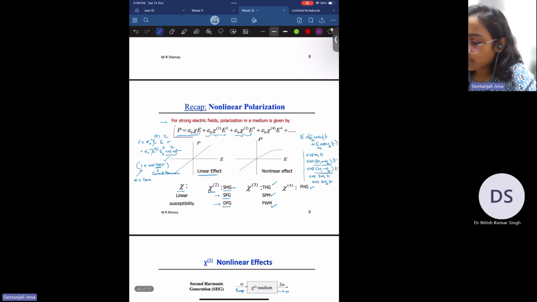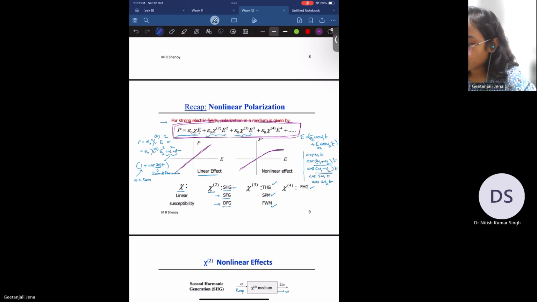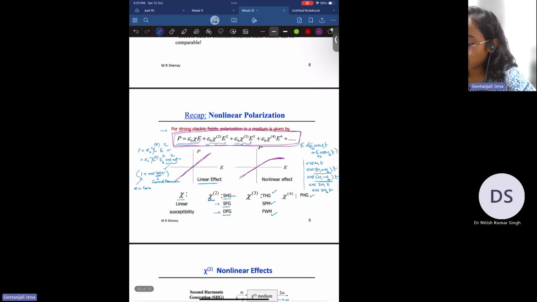This is the response that we have seen earlier also. This is the polarization expression when we have a strong electric field in the system, that is, a high intensity beam. For a linear effect, P behaves linearly with the incident electric field. For a nonlinear effect, up to a certain region it is linear, but it behaves nonlinearly after that. And depending on the power, the order of the chi, we can see different types of nonlinear effect.